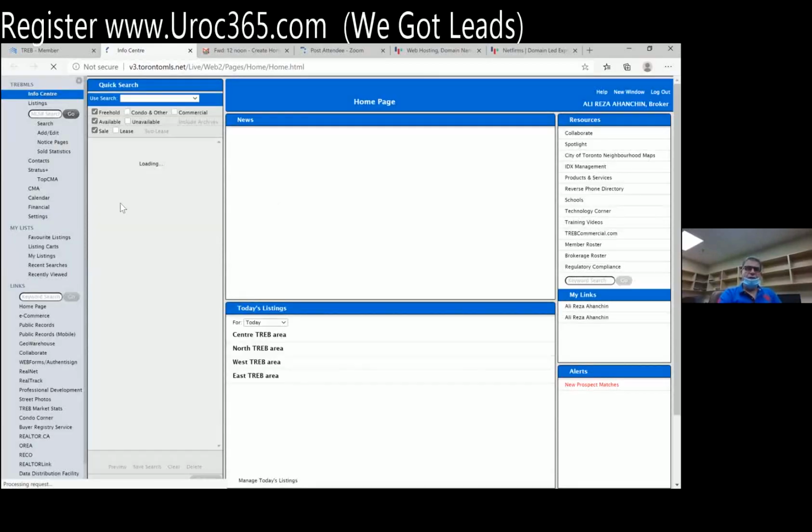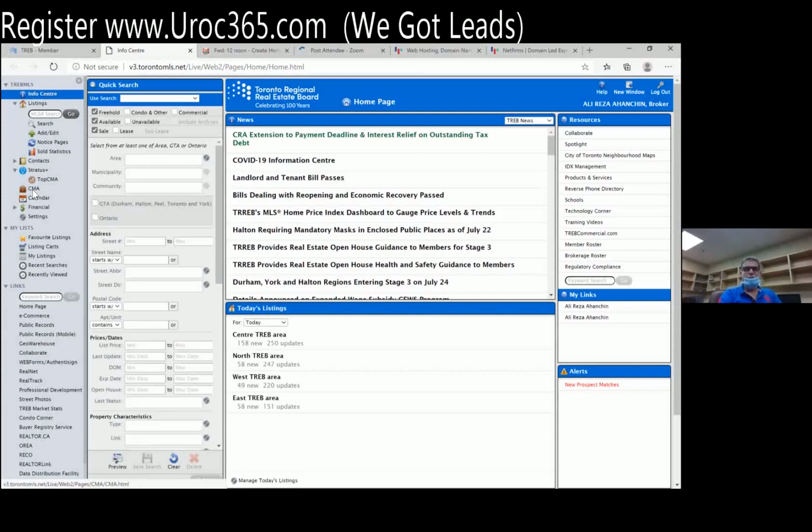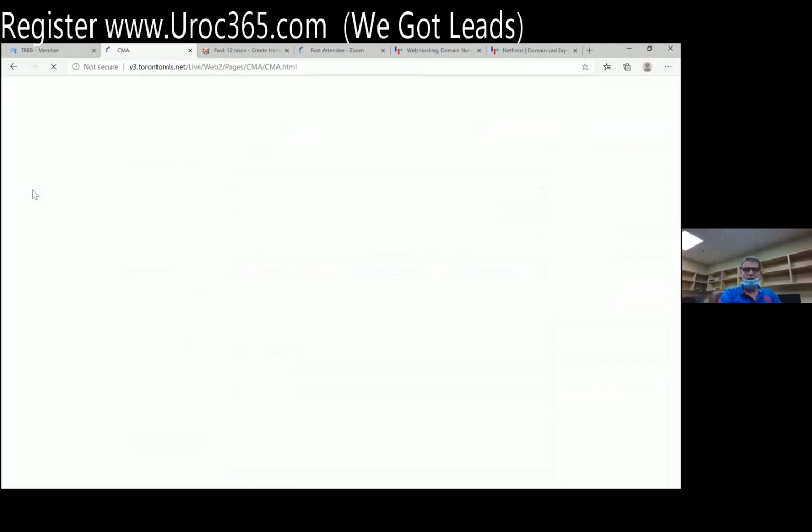On the left side of the status screen, you will see all the things: search, add, edit, something like that. One of the icons is CMA. You see that? The CMA. When you click on this CMA, you come to the screen just for comparative market analysis. This screen is coming. Okay.